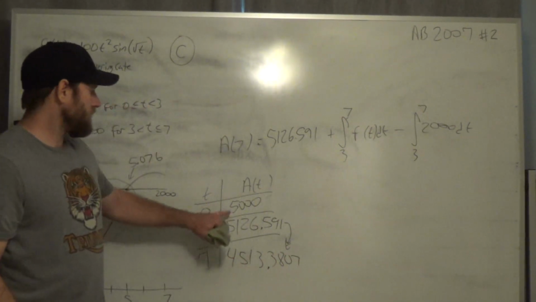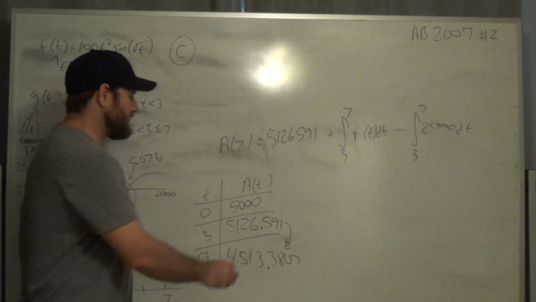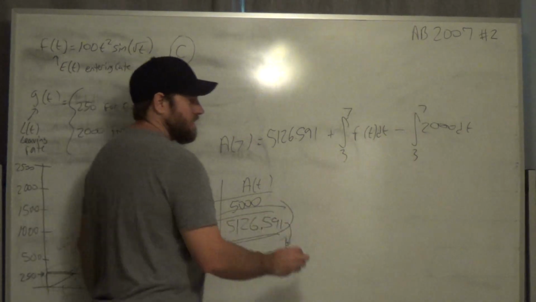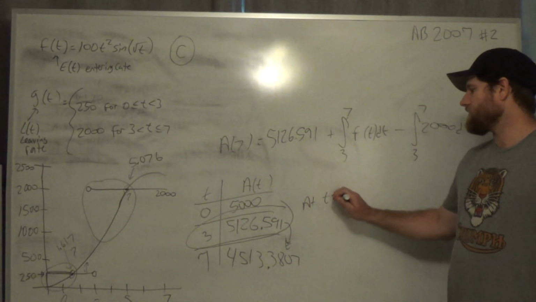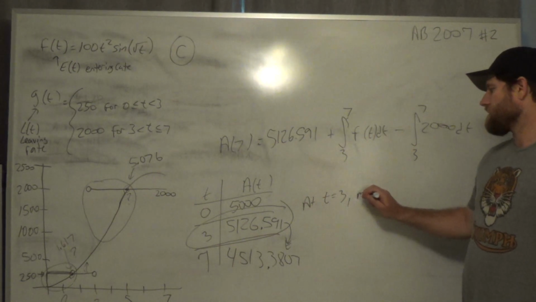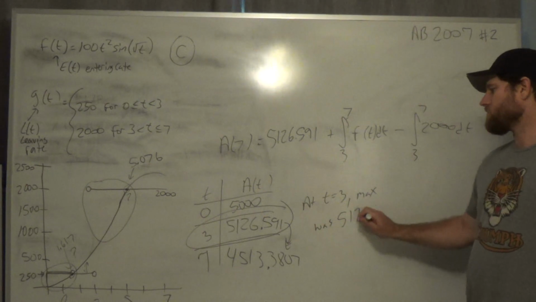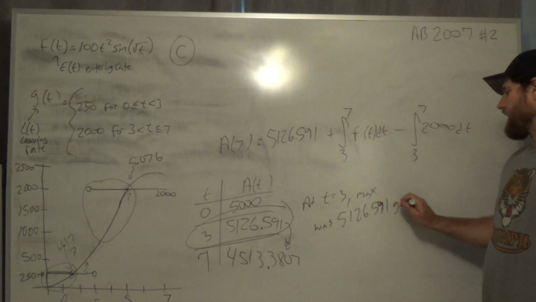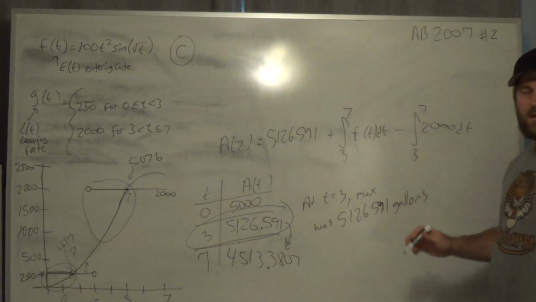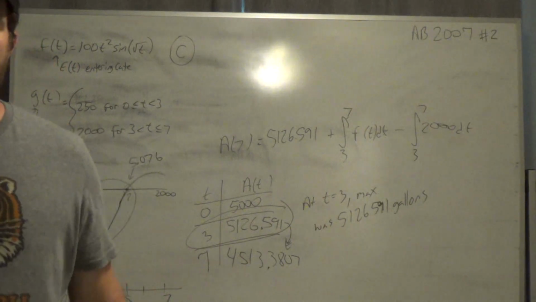So we said these were the only 3 times when we could have an absolute max. We look at their amounts. The highest one is the maximum. So we would say at time t equals 3, the max was 5,126.591 gallons. And that's it for that question. Thank you for joining in.